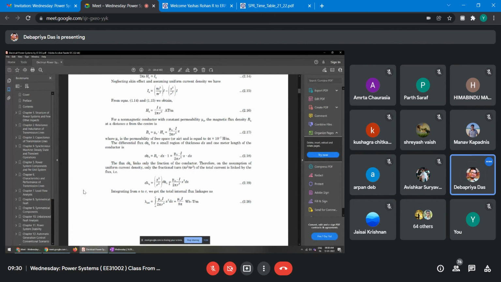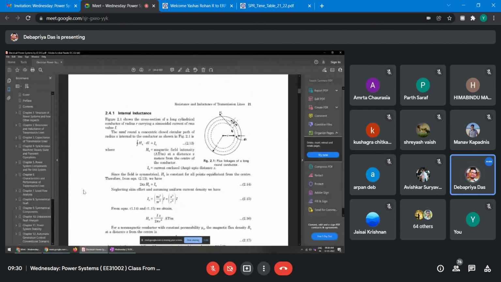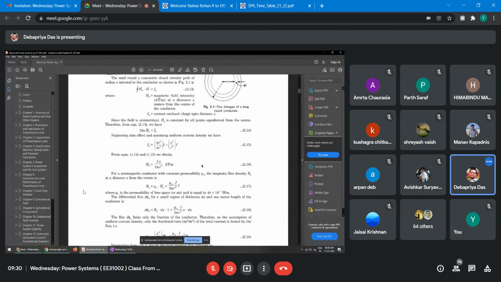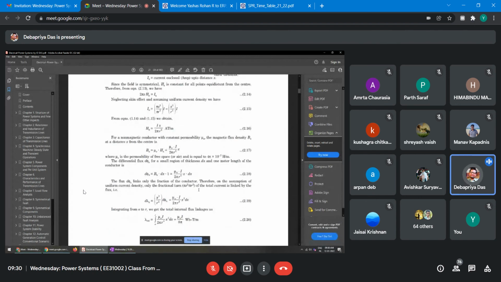Take your notebook. Thickness you assume dx, and length is 1 meter. Now you fold it, make a conductor, so it will be round shape like this. The thickness will be dx. Now if you cut it, it will be a rectangle. So area will be what? dx into 1 square meter. Got it or not? Yes, sir.